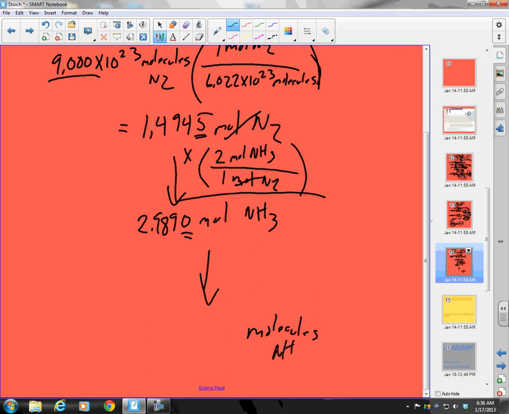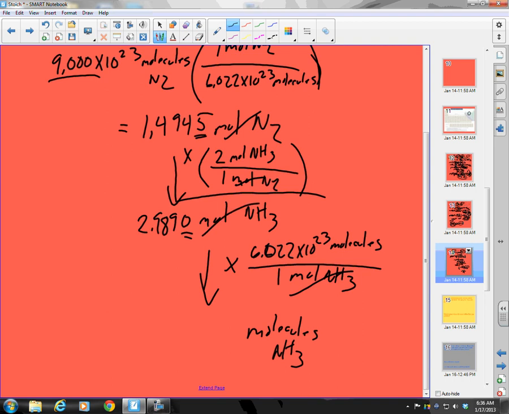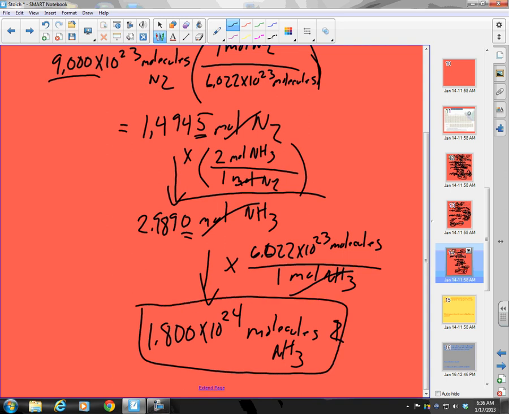How do I go from moles of ammonia to molecules of ammonia? I'm going to multiply by what? 6.022 times 10 to the 23rd molecules of ammonia per 1 mole of ammonia. Cancel my moles of ammonia times 6.022 times 10 to the 23rd, and my answer is 1.800 times 10 to the 24th molecules of ammonia.